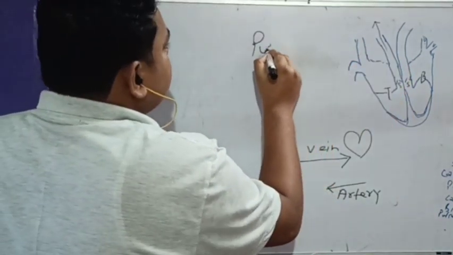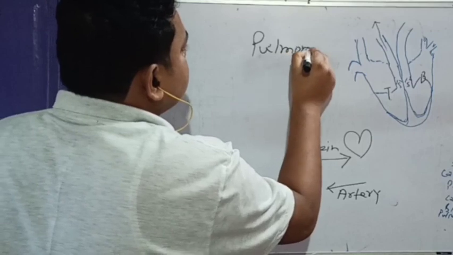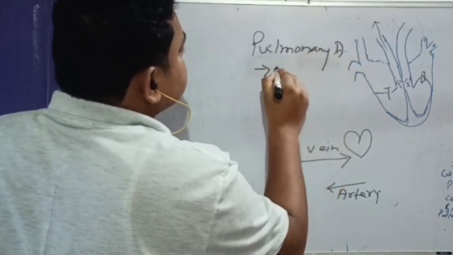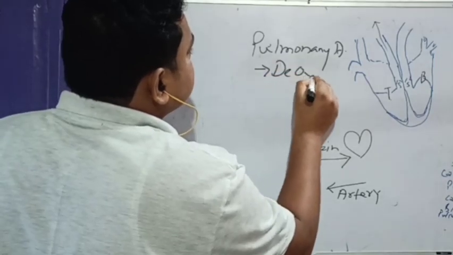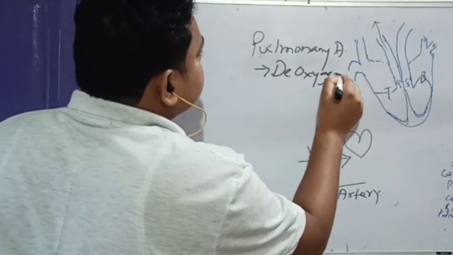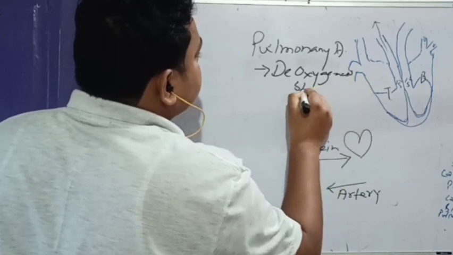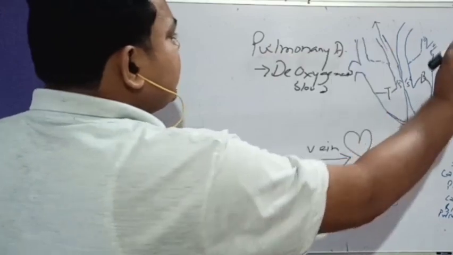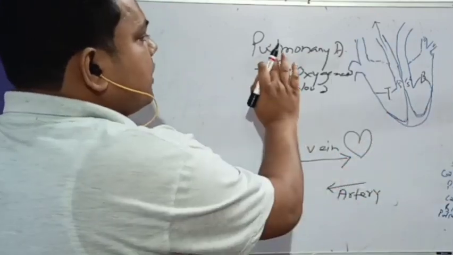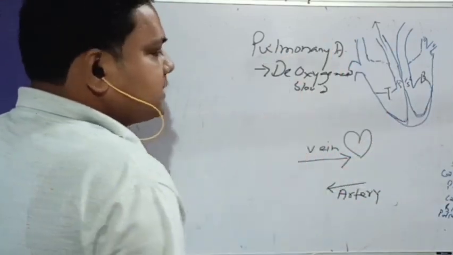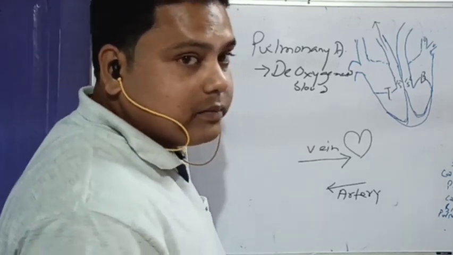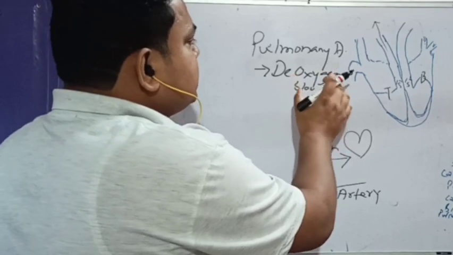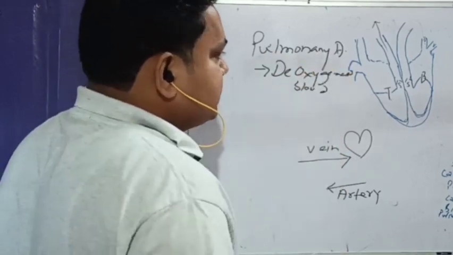So the pulmonary artery carries deoxygenated blood. Okay, this is the exception. All the arteries carry oxygenated blood, but only the pulmonary artery carries deoxygenated blood. Exception here. So a question might come in your NEET examination. There will be four options given, and pulmonary artery will be the right answer.